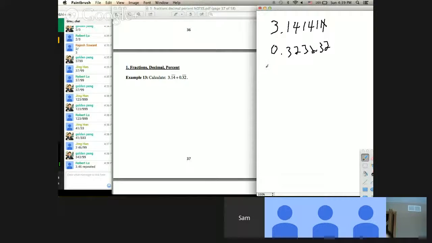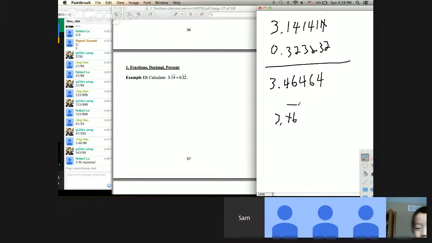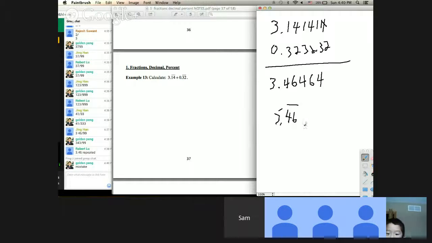So let's start adding them up and see what we get. The 3 plus 0 is 3. Then 1 plus 3 is 4, 4 plus 2 is 6, 1 plus 3 is 4, 4 plus 2 is 6, 1 plus 3 is 4. So you see there's a little pattern. So it's 3.46 repeating. You can do it this way, but this way only works if you don't carry, so there's no carrying involved. There's also the second way, which is the fail-safe way.